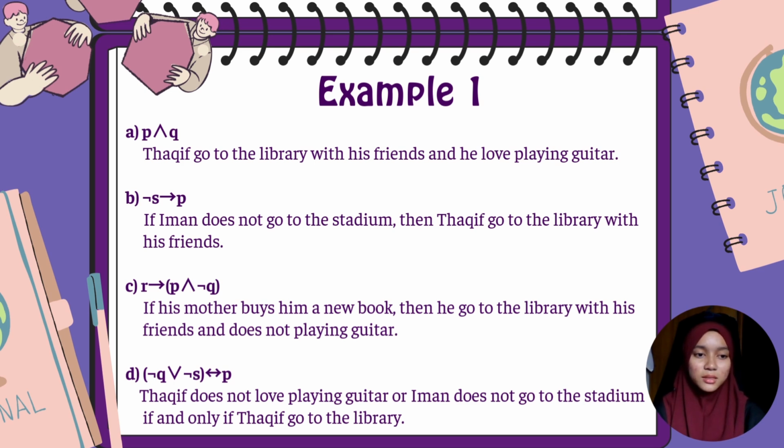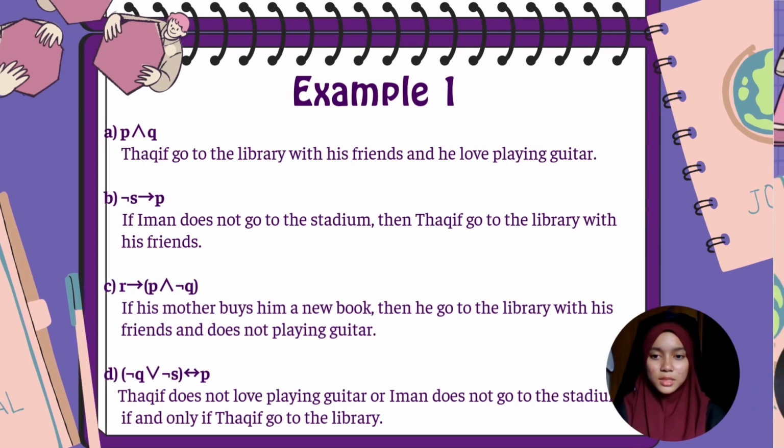C: R implies P and not Q. The answer is: if his mother buys him a new book, then he goes to the library with his friends and does not play guitar. The last one is not Q or not S biconditional P. So it will be: Thaqif does not love playing guitar or Iman does not go to the stadium if and only if Thaqif goes to the library.